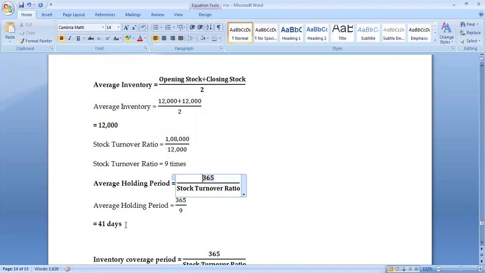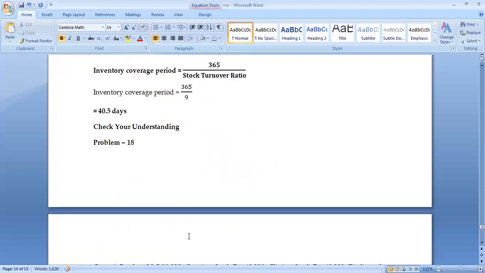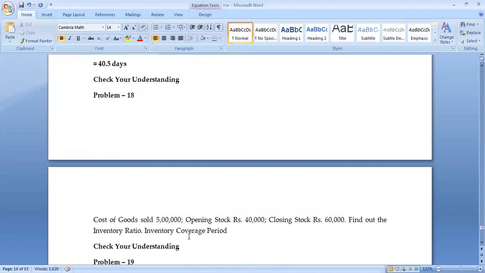So 41 days is the average holding period. The stock turnover ratio that you have computed is 9 times. So inventory coverage period is also nothing but 365 divided by stock turnover ratio. It can be indicated as either 41 days or 45 days. 365 divided by 9. Okay. So now there is one more question.